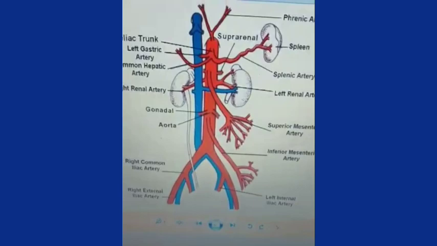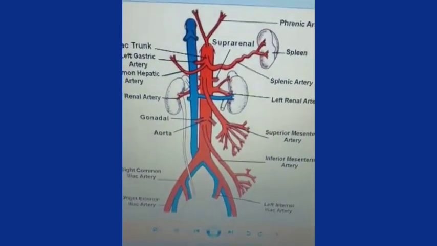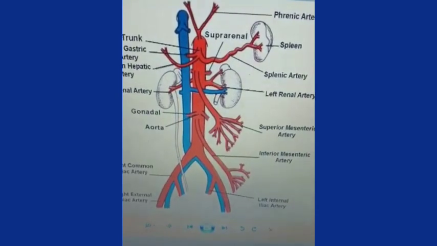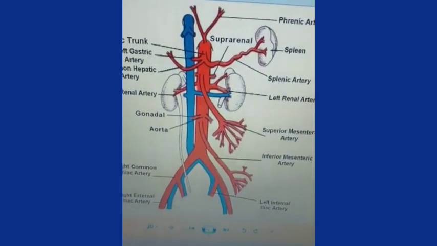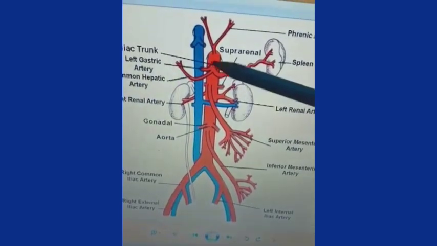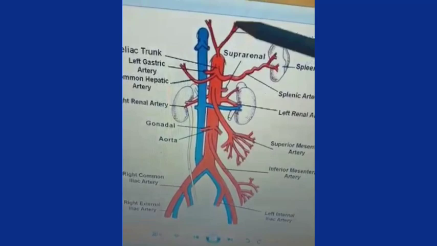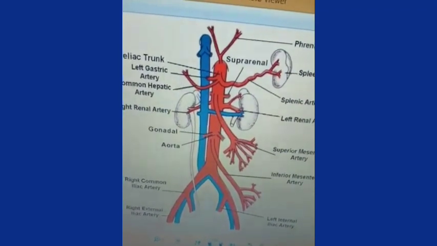Next, the explanation of the lateral branches. First lateral branch is the inferior phrenic artery. The inferior phrenic artery arises from the aorta just above the celiac trunk. This is the celiac trunk. Just above the celiac trunk, from both the sides arise the inferior phrenic arteries.